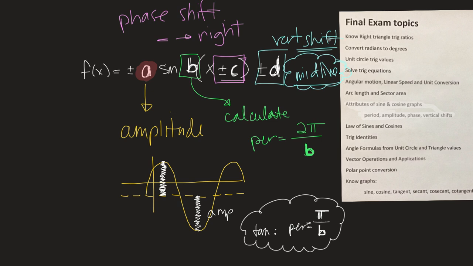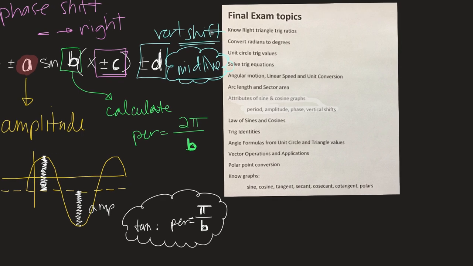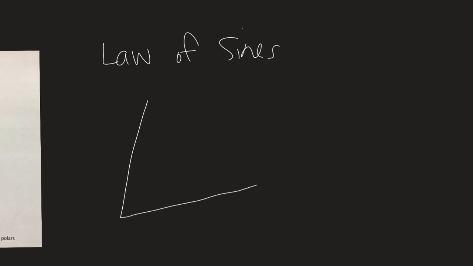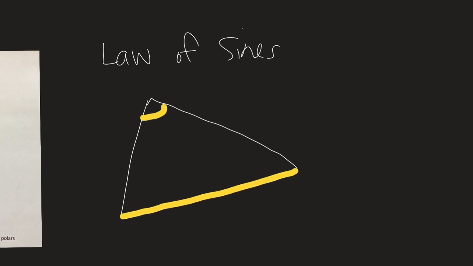So let's talk about law of sines and cosines. Your law of sines is a formula that we can use when we don't have a right triangle. Notice that that is not a right triangle. It does not have a box in any of the corners. So in order to use your law of sines, we need to know two things. You need to know one side, and you need to know the angle across from that side.